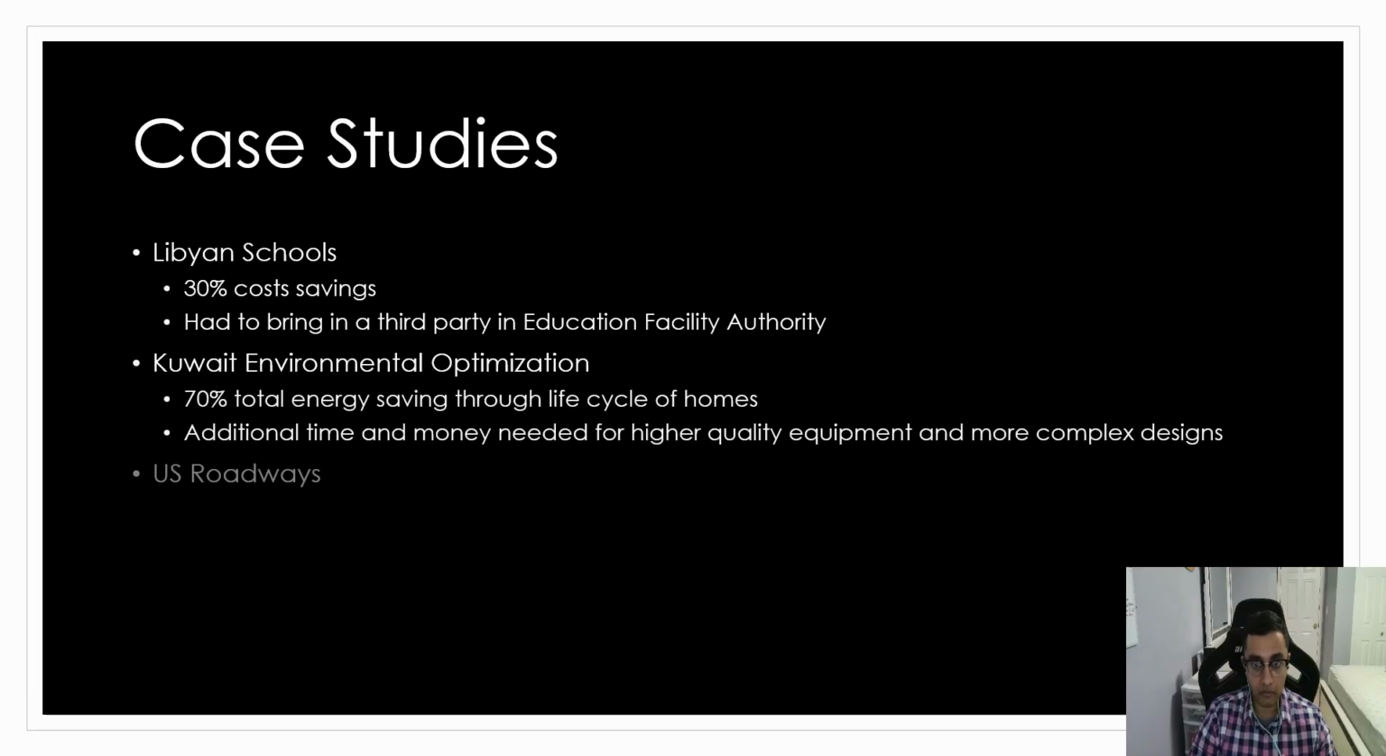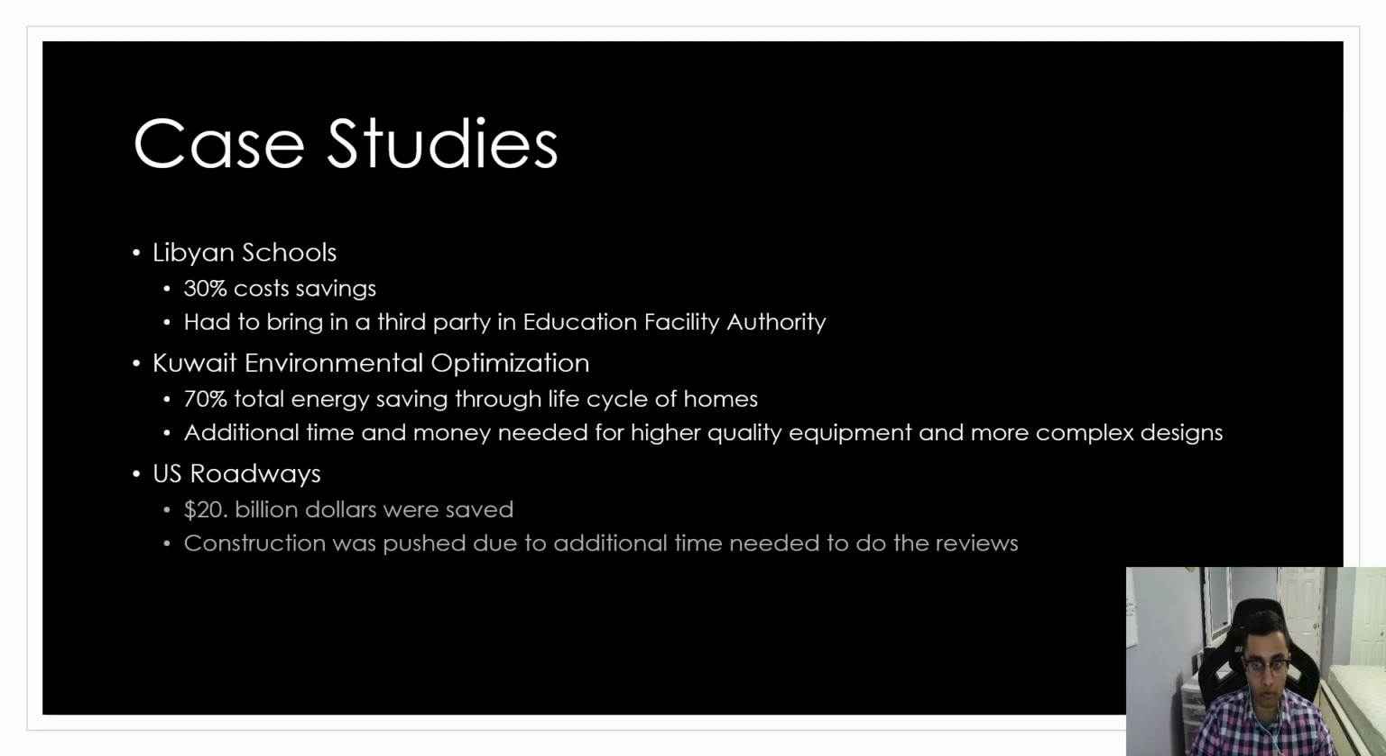The final case study was done on highways in the United States. Through constant benchmarking, lifecycle analysis, and additional reviews, the Federal Highway Administration was able to save $20.9 billion. However, this pushed construction timelines as multiple reviews needed to be done.